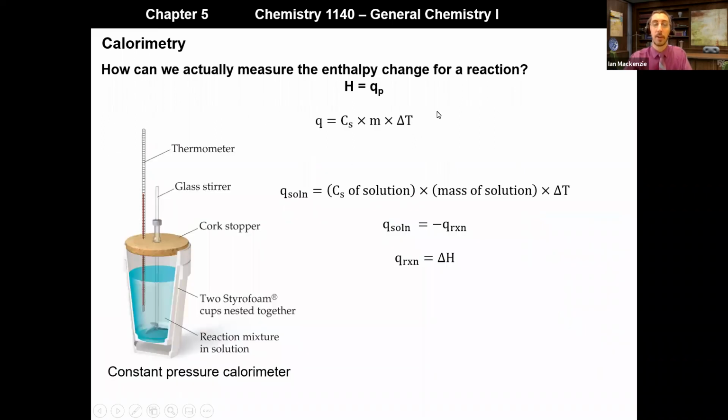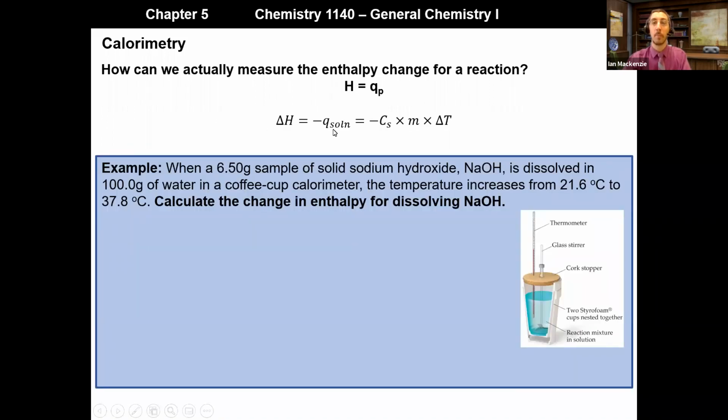So if I go back one slide, we have Q is equal to specific heat times mass times delta T. But if we're trying to find delta H, and that's equal to Q of reaction, and Q of reaction has the opposite sign of Q of solution, then I can rewrite my equation as simply delta H is equal to minus the Q of solution, which is equal to negative the specific heat of solution times the mass of solution times the change in temperature.